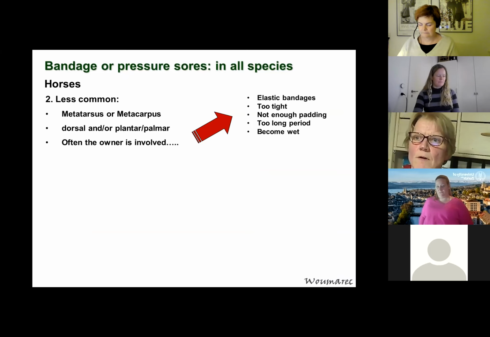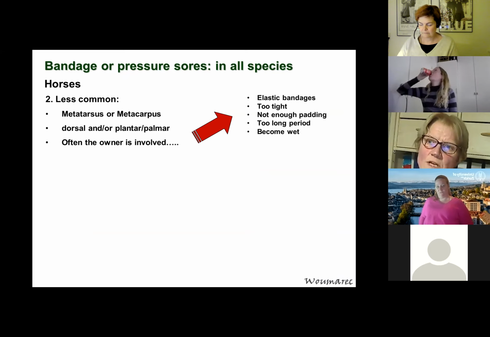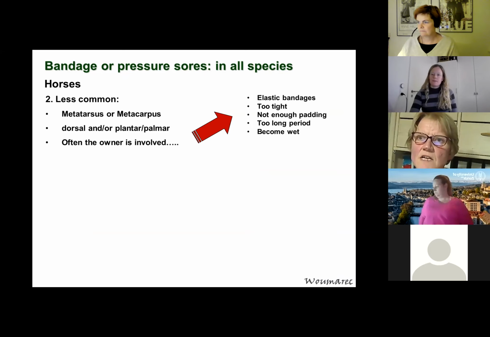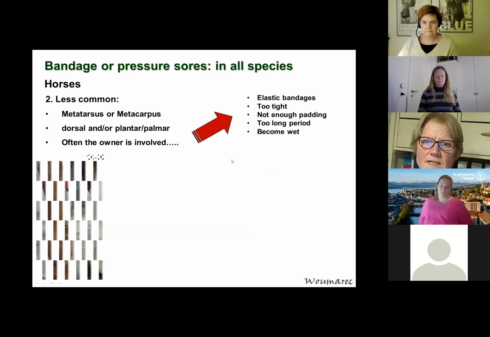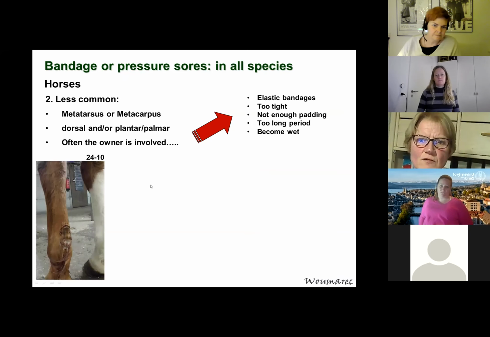These are usually elastic bandages, which are applied too tight or with not enough padding under the elastic bandage, or the owner leaves them on for too long a period, or the horse is turned out in the paddock or in the pasture, and there is a shower and the bandages become wet. Wet cotton and wet bandages shrink, so the pressure increases, and finally a problem occurs. And this is an example of such a pressure sore.